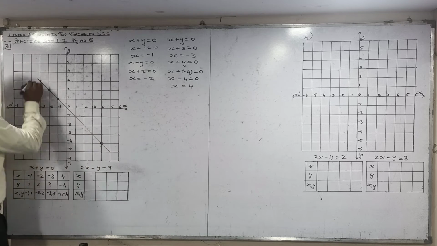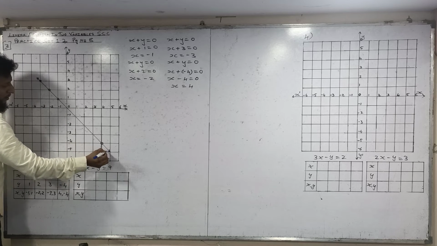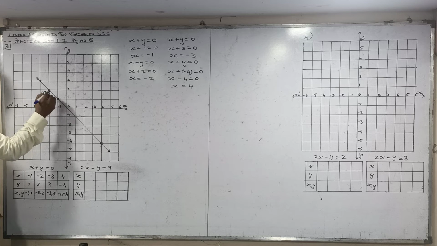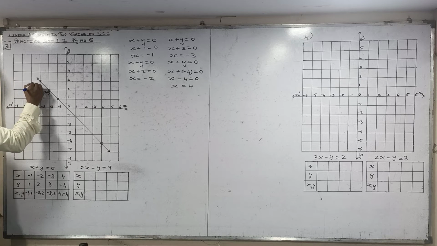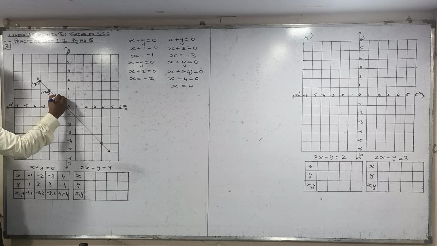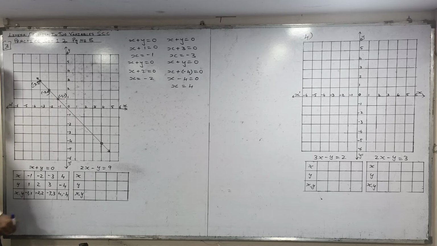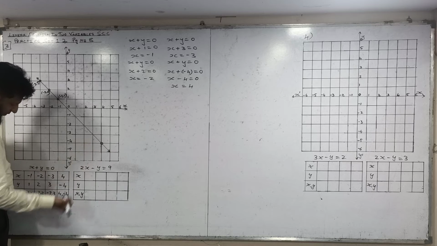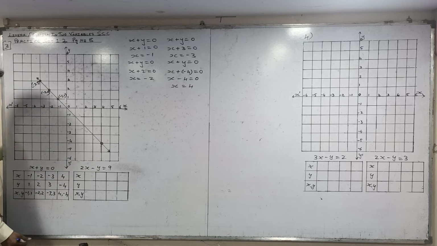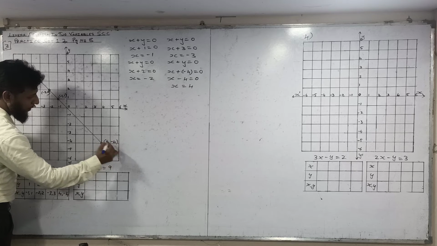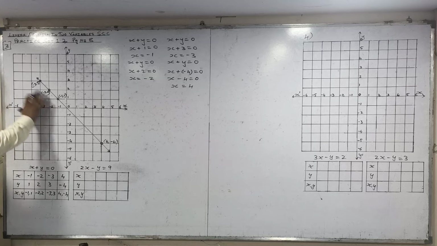Okay. Now what is x value? Minus 2, y value plus 2. What is x value? Minus 3, y value plus 3. For this x value minus 1, y value plus 1. And for this x value plus 4, y value minus 4. So I will write later the name of the equation after drawing the other line.